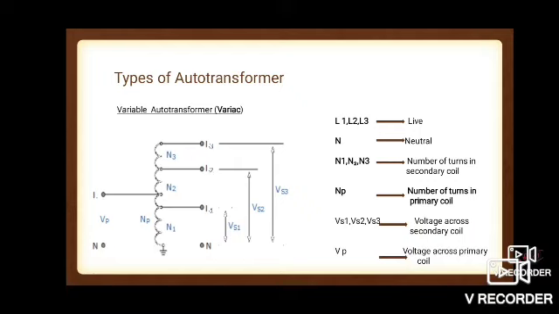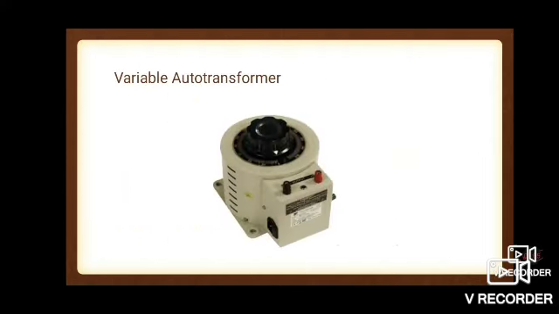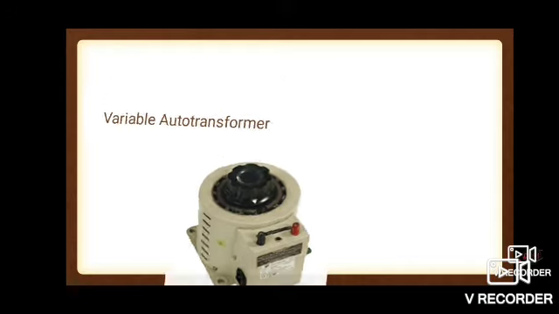Again I will repeat, L1, L2, L3 are 3 tappings, that is the live terminals, and N is the neutral terminal. N1, N2, N3 are number of turns in secondary coil for the 3 tappings, and NP is the number of turns in the primary coil. VS1, VS2, VS3 are the voltage across the secondary coil and VP is the voltage across the primary coil. It is the diagram for variac. It is the variac which is used in the laboratories and industries.